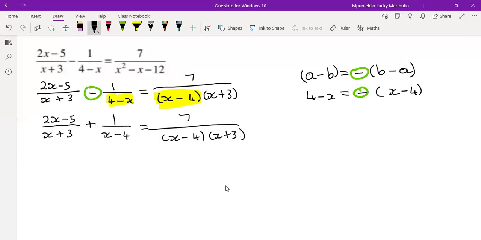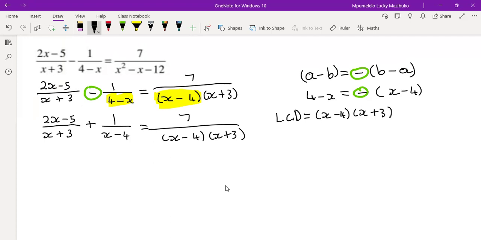Now you can simply identify your LCD. Your LCD in this particular instance is just the product of all your denominators without repetition. So I do not repeat a denominator that appears more than once. So x minus 4 is appearing once there in my LCD, and so does x plus 3.